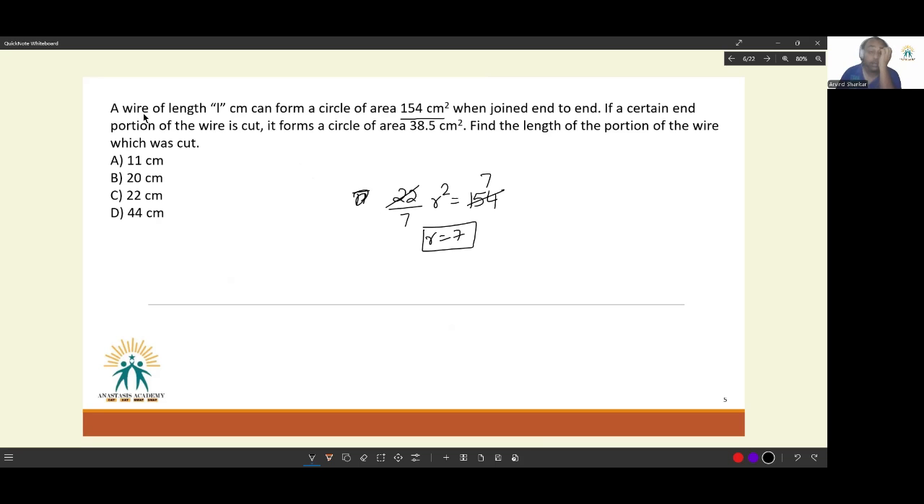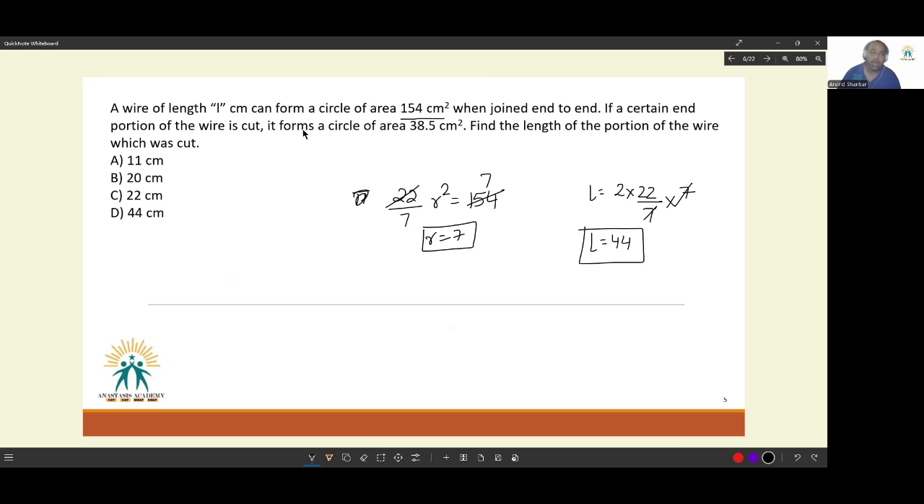Now, remember, because you're using a wire, essentially what is being talked of is the circumference. So length of the wire, L, will be equal to 2 into 22 by 7 into 7. Or length of the wire will be 44.